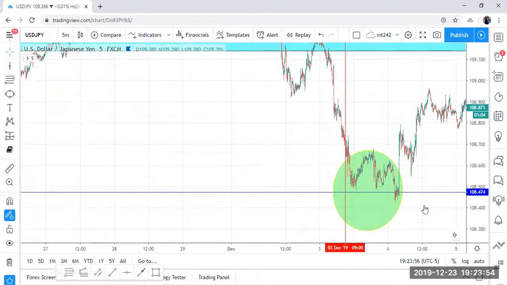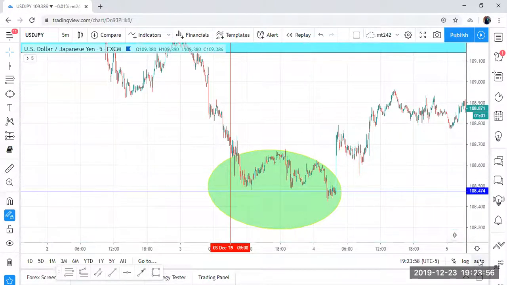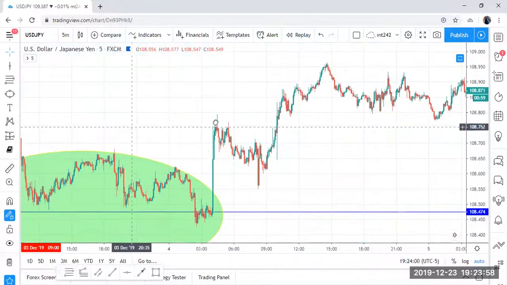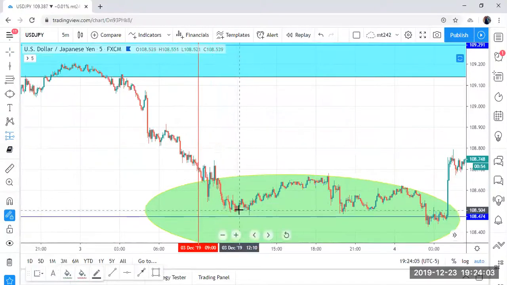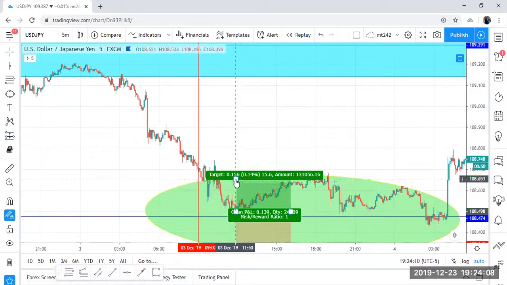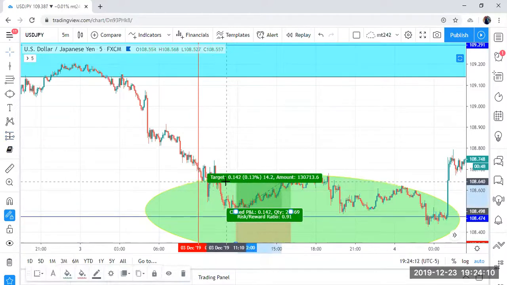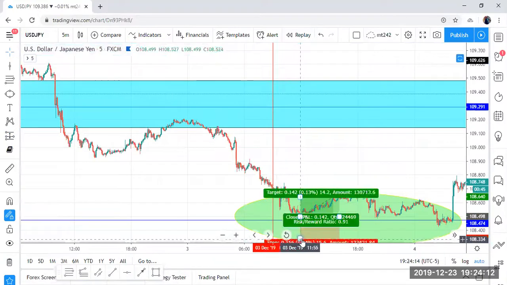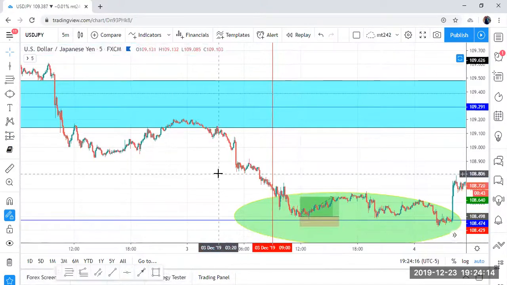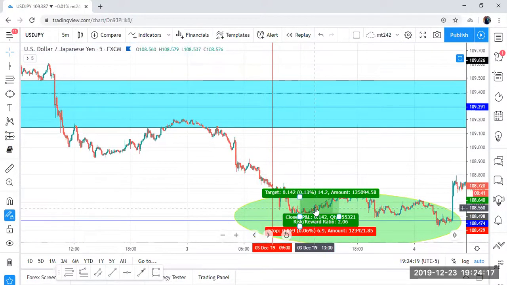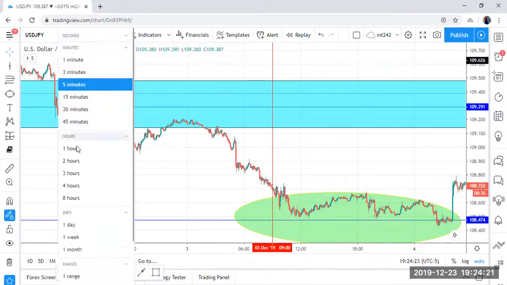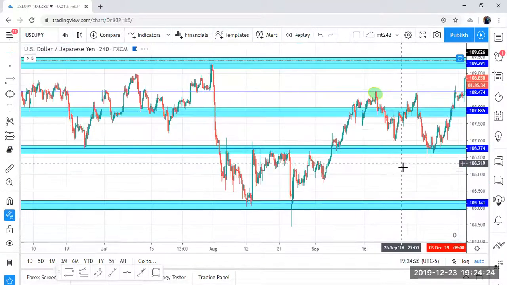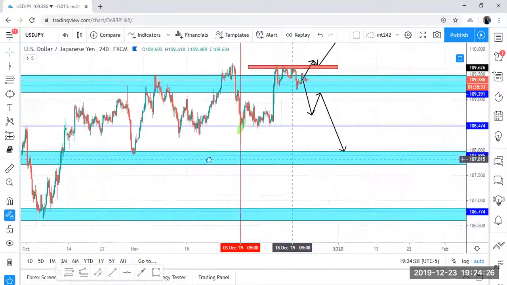And as you go down the time frame, you'll be able to see that it's going to be less and less pips for your target, but you'll also have a tighter stop loss. Same 15 pips. 4 hours. 4 hour chart.